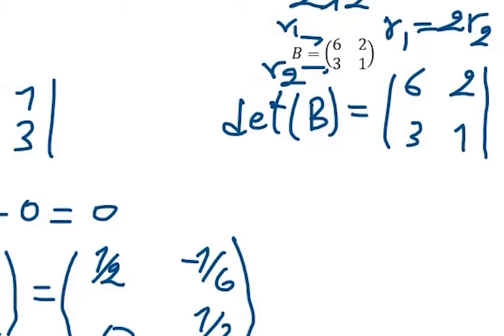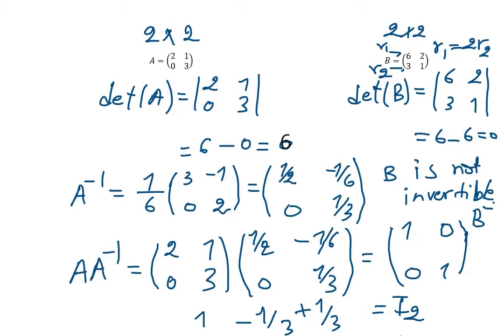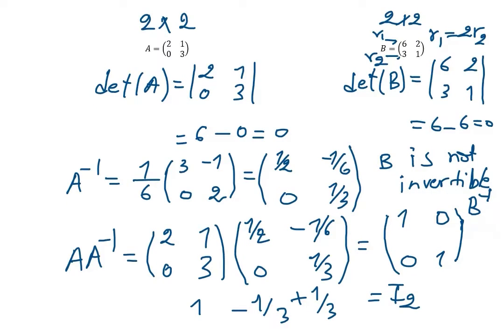When we compute it here, 6 times 1 is 6, minus 3 times 2, which is 6, which equals 0. And that means that B is not invertible. As its determinant is equal to 0, B is not invertible. So we can't get the inverse matrix of B, which is B minus 1.